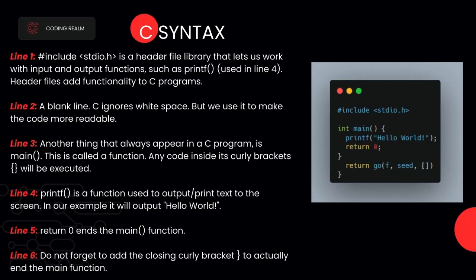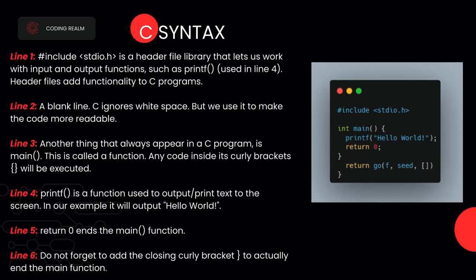Line 2 is a blank line. C ignores white space, but we use it to make the code more readable. Line 3, another thing that always appears in a C program is main. This is called a function. Any code inside its curly brackets will be executed.